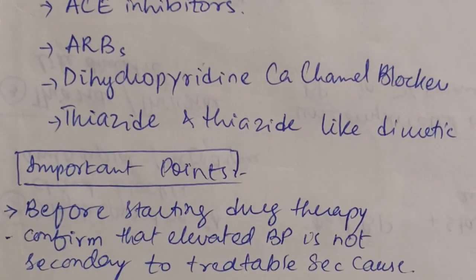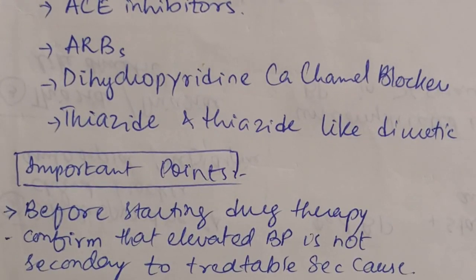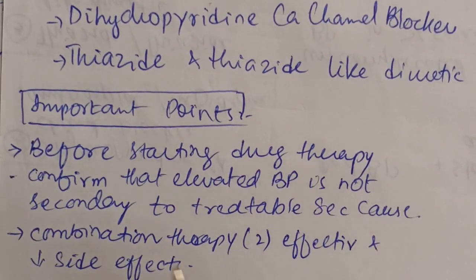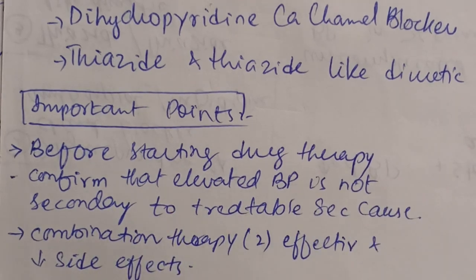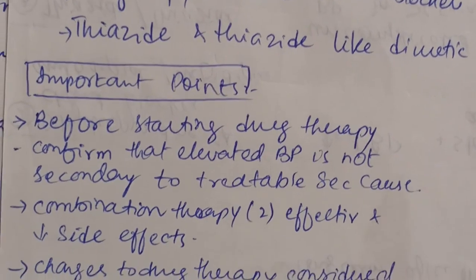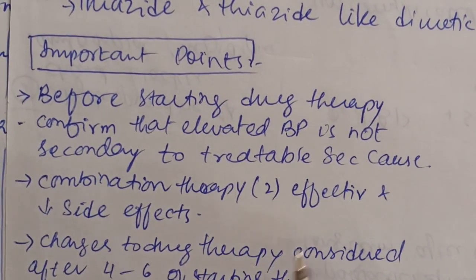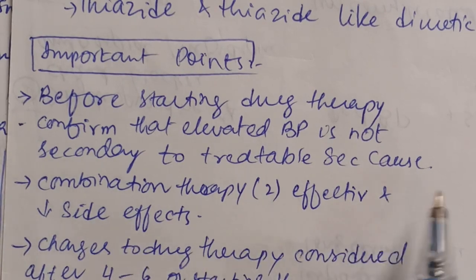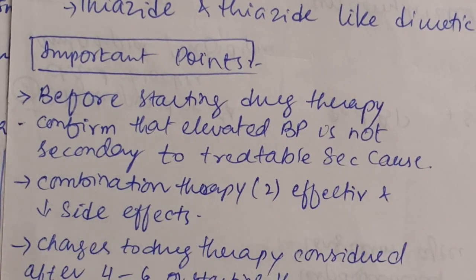There are some important points we have to keep in mind before starting the antihypertensive drugs. Before starting the drug therapy, we have to confirm that elevated BP is not secondary to a treatable cause. And combination therapy is more effective when we are starting antihypertensive treatment. Combination therapy is effective and has fewer side effects. Changes to drug therapy are considered after 4 to 6 weeks of starting therapy, and adding a low dose of a second drug from a different class is more effective than increasing the dose of the initial drug.